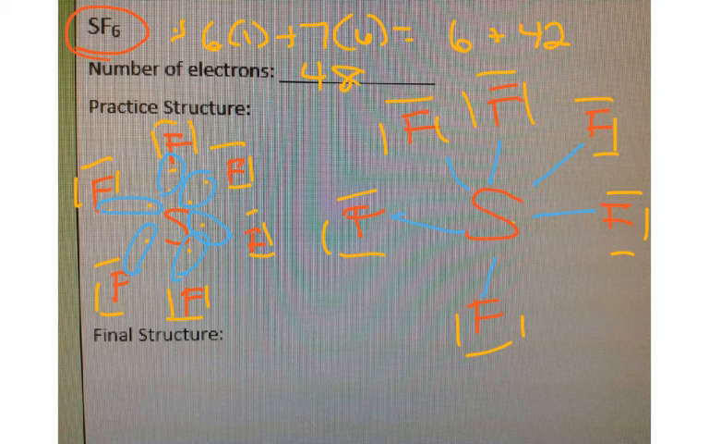Now, as far as total electrons that I was able to use, I can use 48, which means that I need 24 lines. So I'm ready to count, okay? So here we go. 1, 2, 3, 4, 5, 6, 7, 8, 9, 10, 11, 12, 13, 14, 15, 16, 17, 18, 19, 20, 21, 22, 23, 24. So I've used up all the electrons I can. I have also made everybody happy, so I know that this is my final structure.